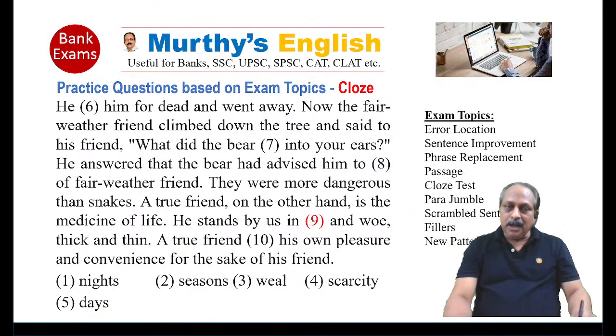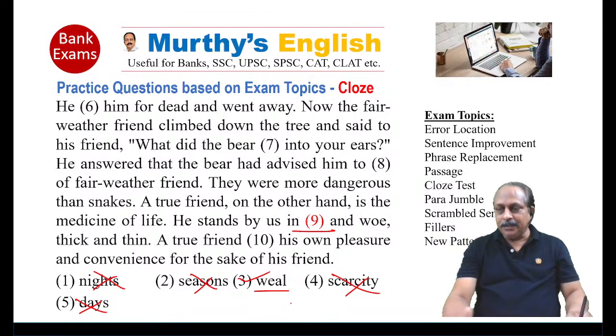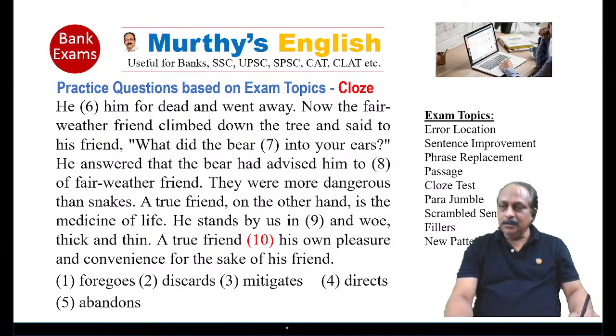A true friend, on the other hand, is a medicine of life. He stands by us in a standard expression, this one, idiomatic expression. Nights and days, not correct. Seasons, not relevant. Weal and woe, hold that one. Scarcity, shortage of something, not correct. Days and woe, no. Answer is the third option. This is a bit difficult. Positive and negative, exactly. You have to guess based on the context. Other words cannot be considered. Eliminate. And envious means jealous. Yes. Green eyed monster. You have to recollect the idiom.